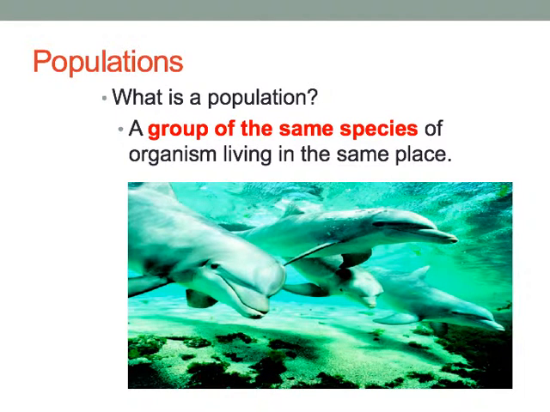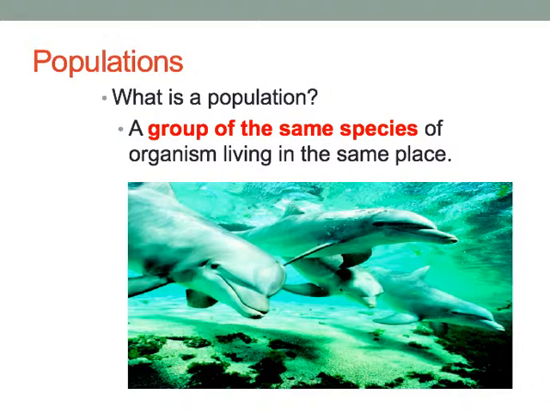So last class we talked about different types of interactions with organisms within their environments. So today we're going to talk about what those groups are called and what makes certain interactions within that population. So first, what is a population? A population is a group of the same species of an organism living in the same place.